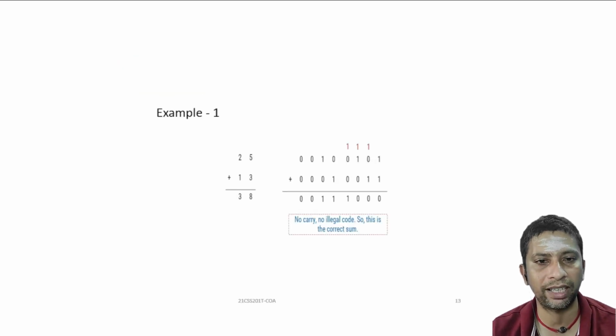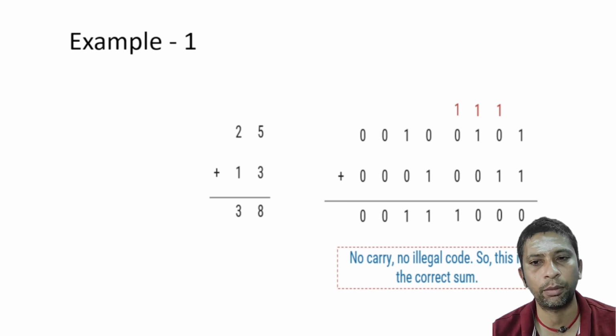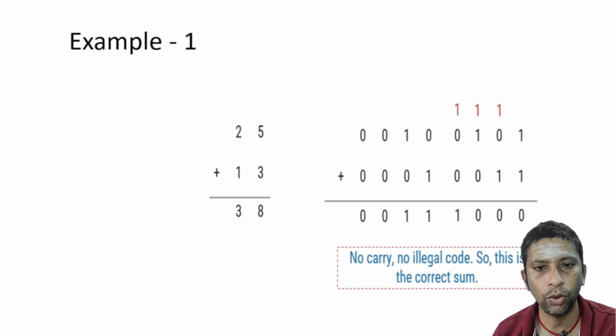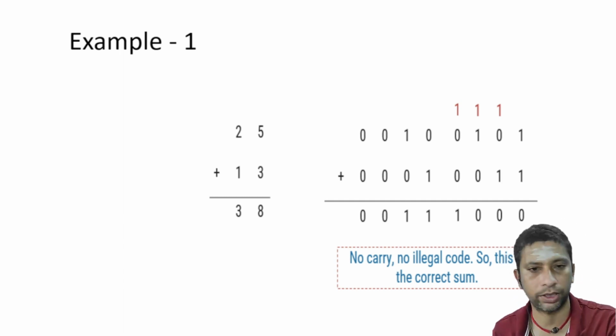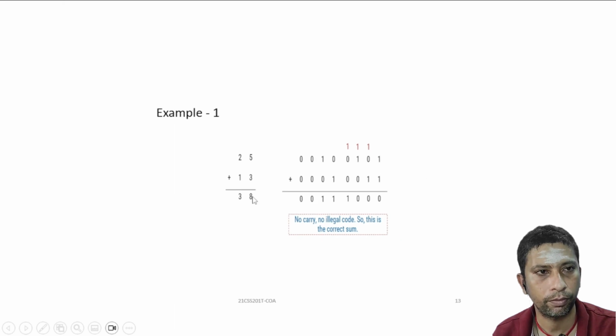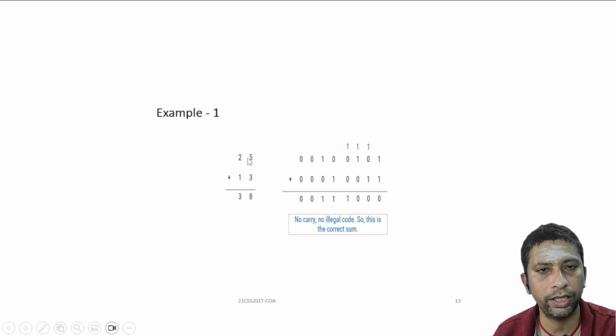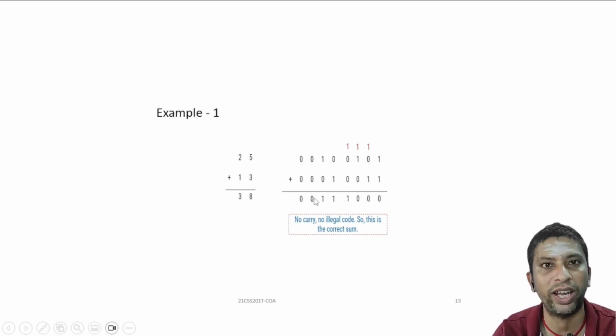Let's go for one more example of BCD addition. This is an example where we don't have any illegal codes. If we see 25 plus 13, the conversion is very easy. 5 is going to be 0101 and 2 is going to be 0010. Similarly, this is done, and we are just going to add it. We are not having any illegal code. That is 1000, that is 8, which is present in BCD. So we don't have to do any correction.